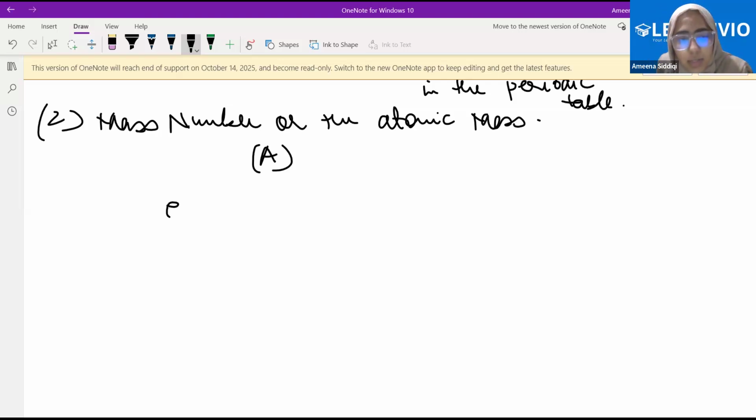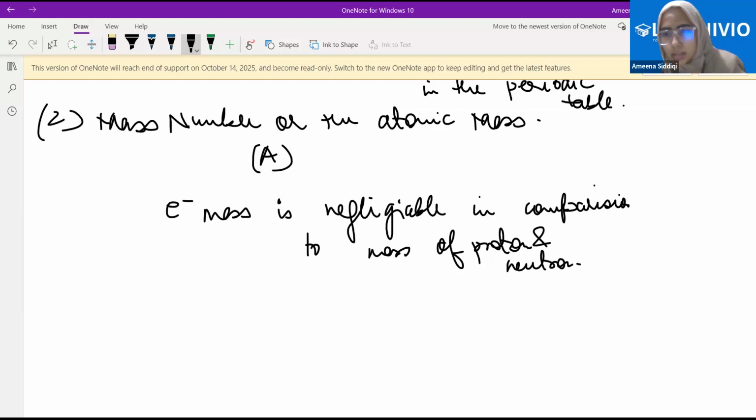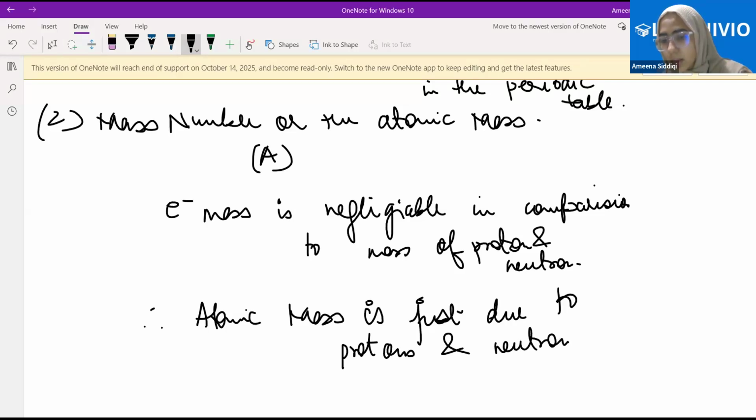What is it? The mass of electron is negligible in comparison to mass of proton and neutron. The mass of the proton and neutron is almost equal. There's just a difference after the point, right? Now, therefore, the atomic mass is just due to what? Protons and neutrons present in the atom.